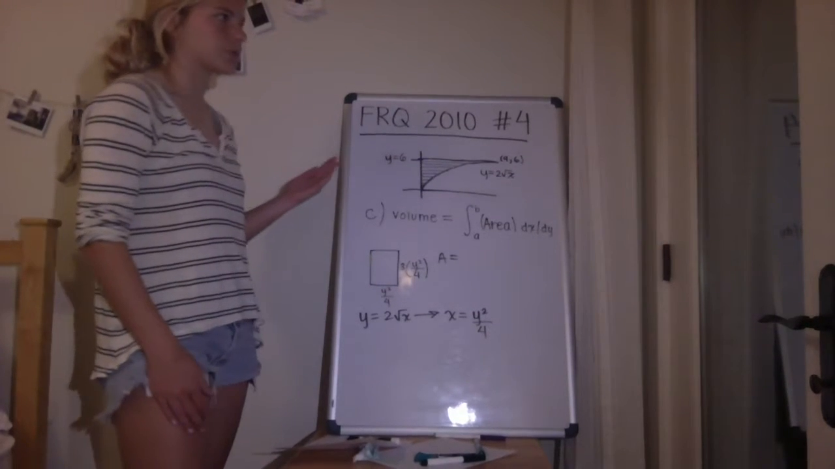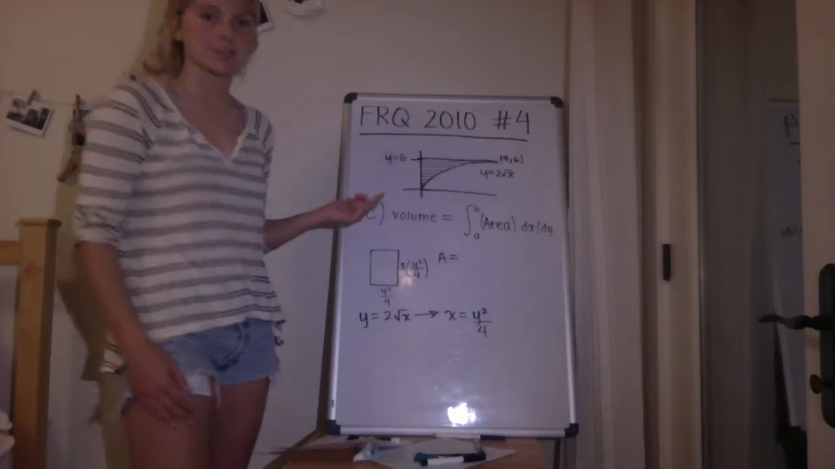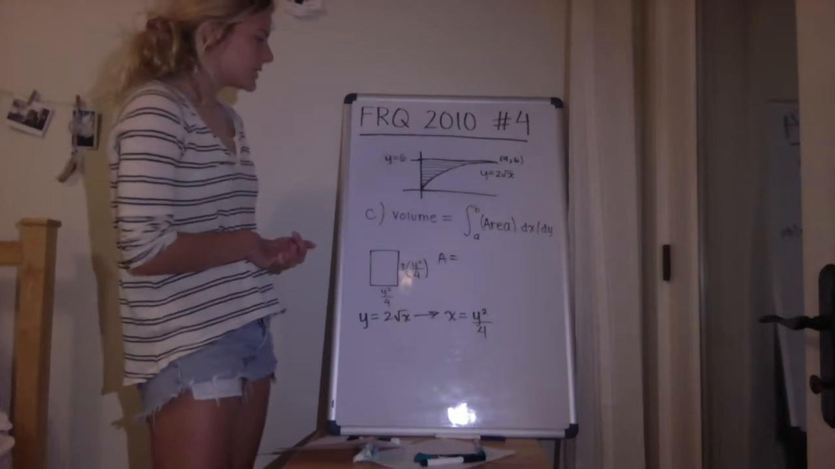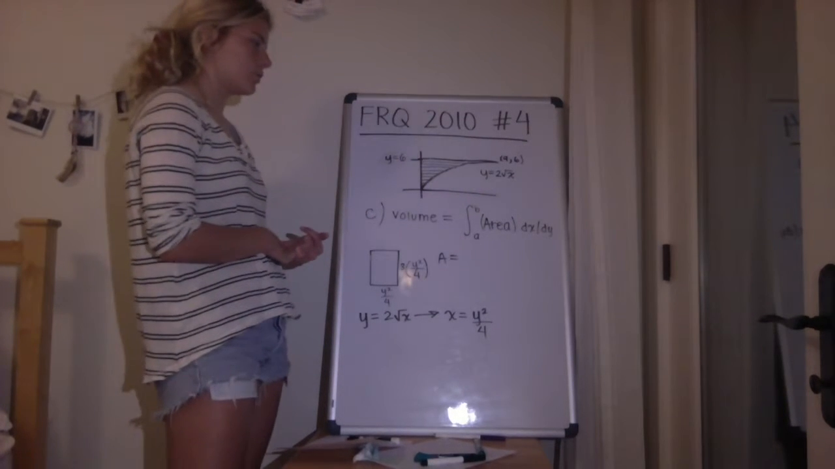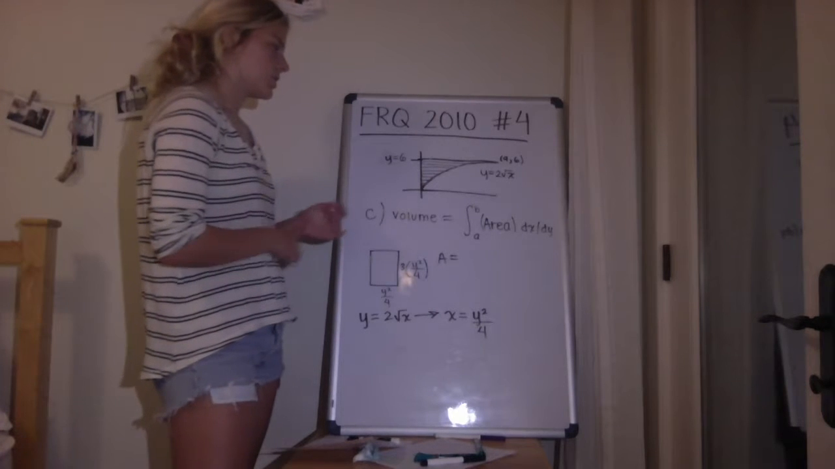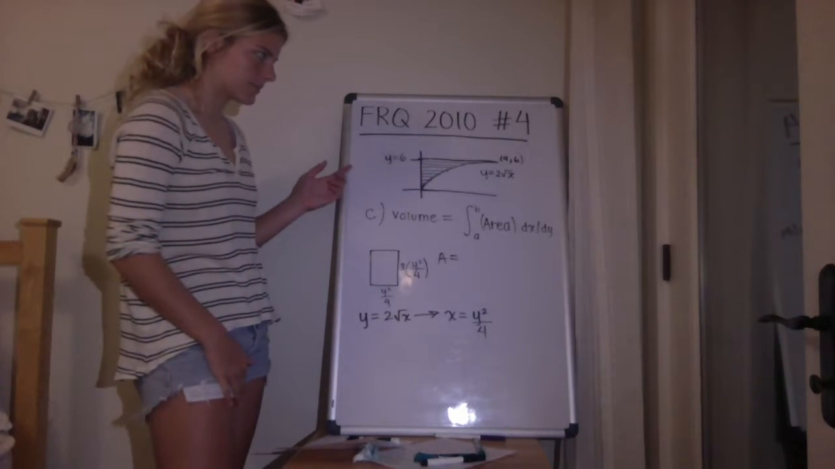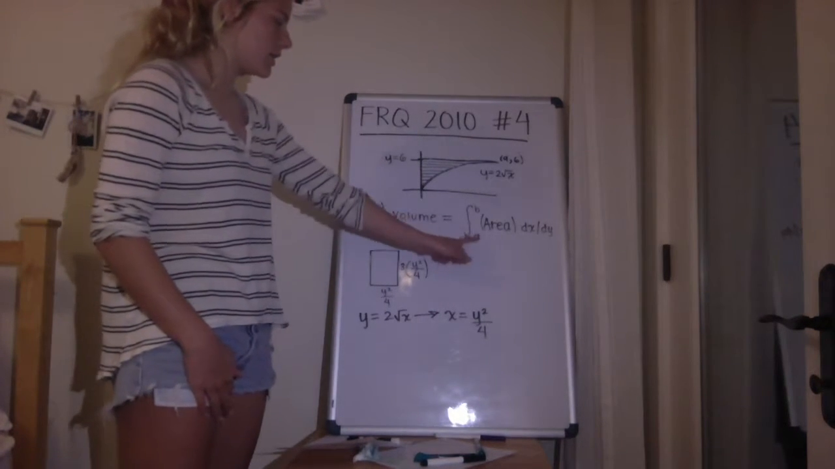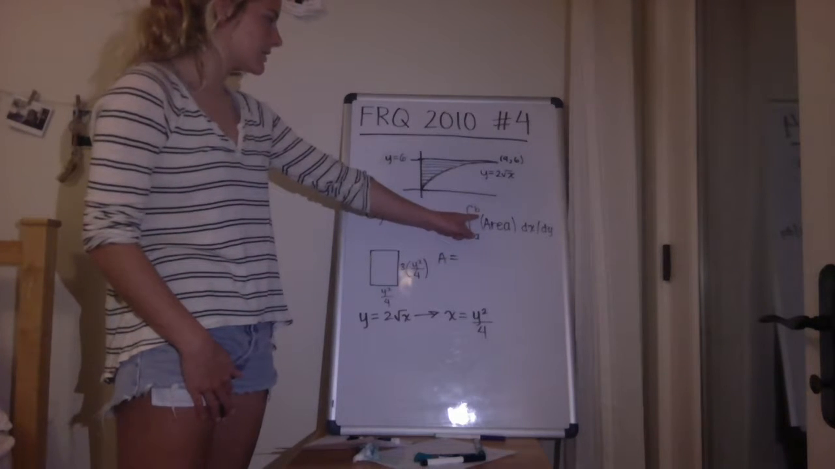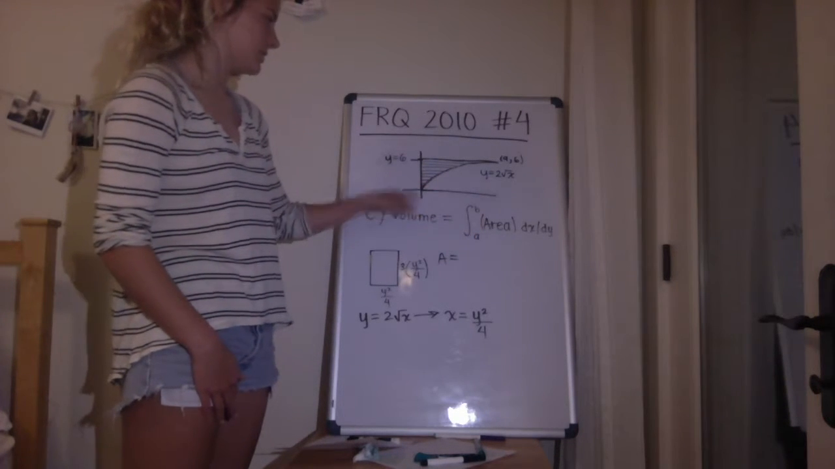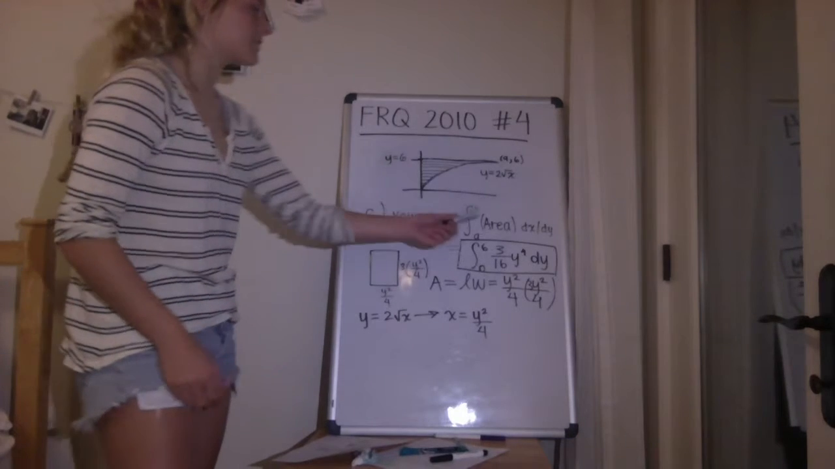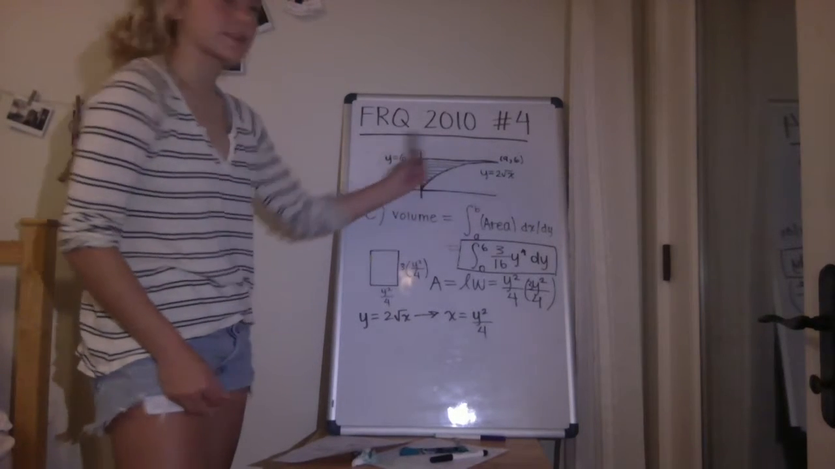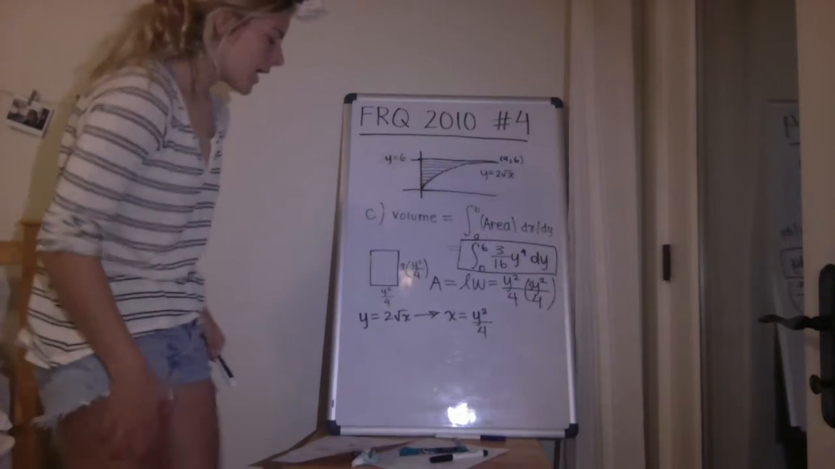Then, first we're going to determine whether it's in terms of x or y, and because it is perpendicular to the y-axis, we know that it is in terms of y. So the integral boundaries are not from 0 to 9, but from 0 to 6. Next, we need to find what the area of the cross sections is equal to.